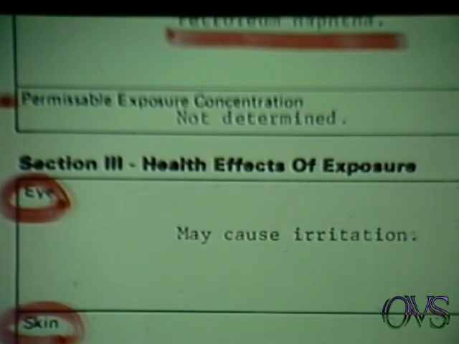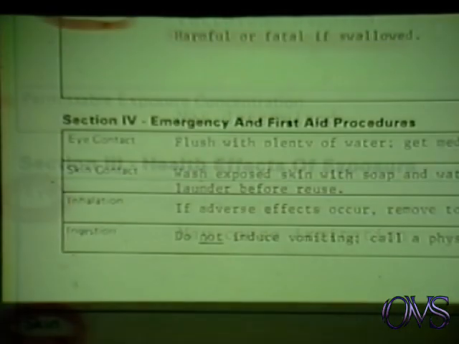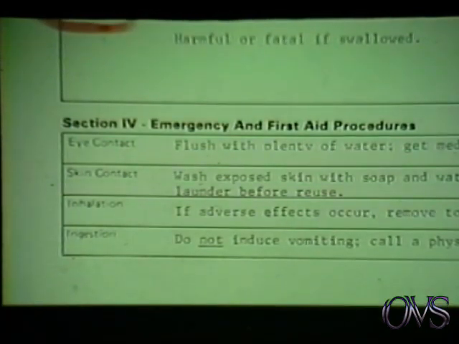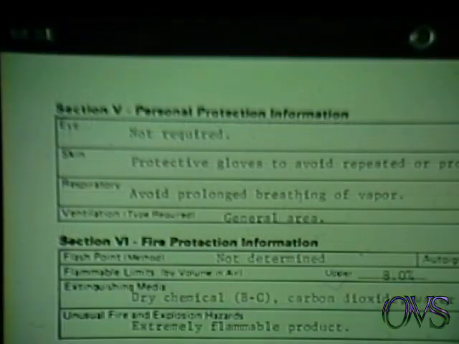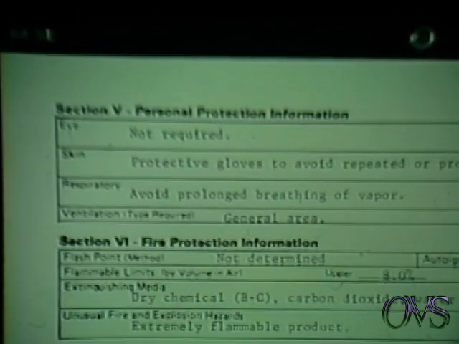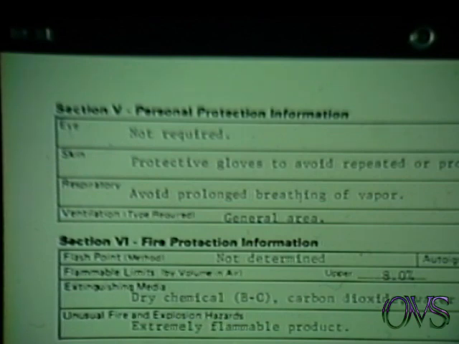Each time that person is stung again, the reaction gets more and more severe. Another important section is titled Emergency and First Aid Procedures. This section deals with the necessary first aid to take in case of exposure to the substance. The Personal Protection section shows what precautions you should take if you work in contact with the substance. It may recommend, for example, types of eye protection or respirators.